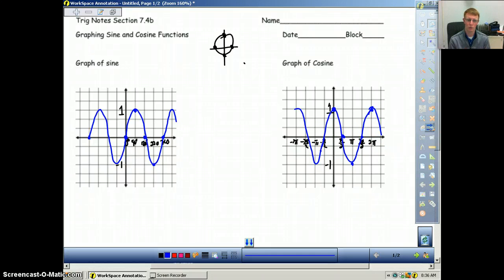This is an introduction to what a graph of sine and cosine looks like. It gives you the idea about how it works in a cyclical fashion on a coordinate plane.